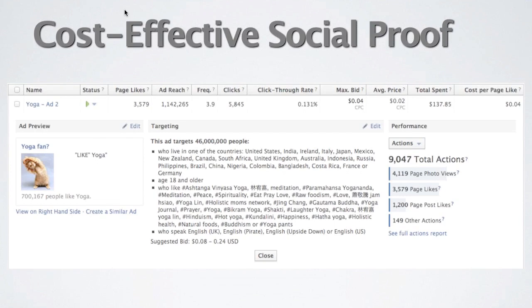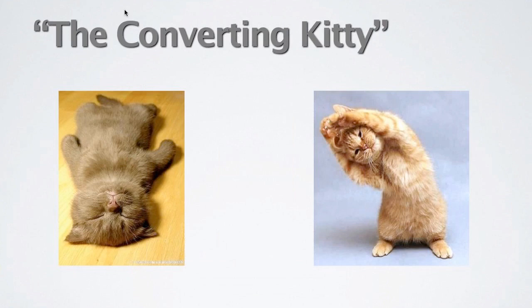And much of that had to do with the kitty, the short headline, and targeting lots of people with a general interest like yoga. So here's the converting kitty. The other thing that we want to do is, Facebook makes it easier than ever to test multiple photos, so that you could find out which photo is going to work best for you.